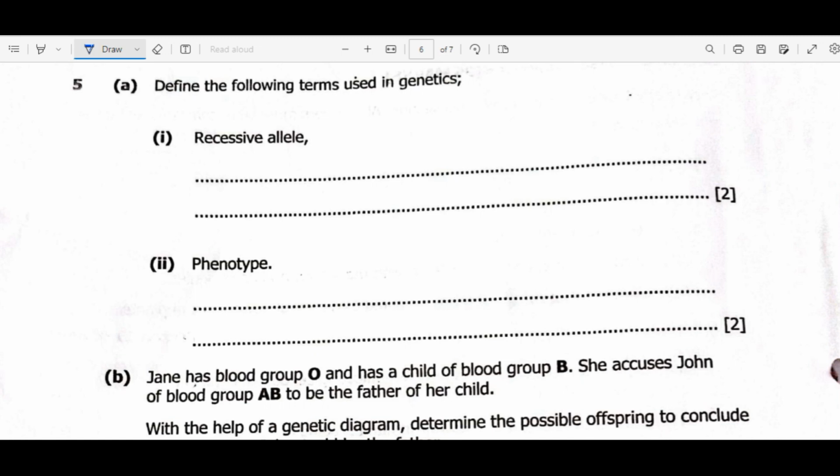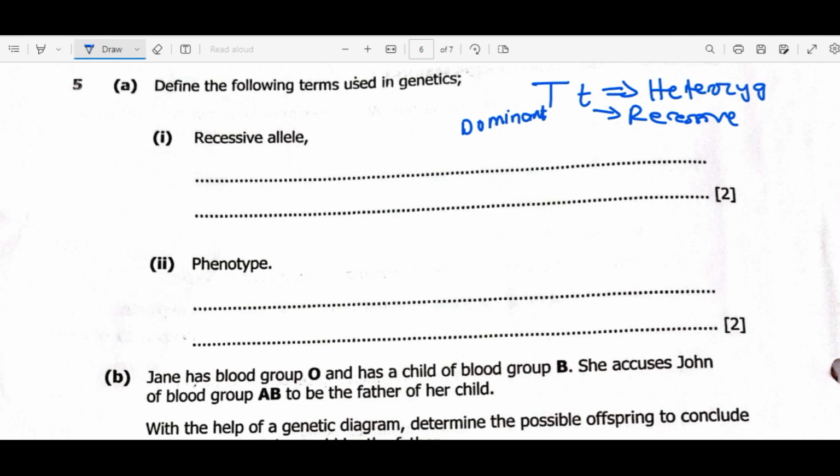For example, if we are looking at height, the capital letter T denotes tallness, then the small letter t is shortness. The capital letter is called dominant because it is shadowing or dominating the small letter t. Our small letter t is called recessive because it is being masked by the dominant. This combination of a capital letter and a small letter is what we call heterozygous.